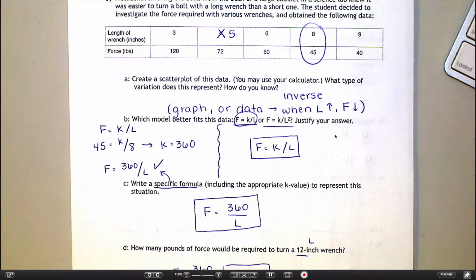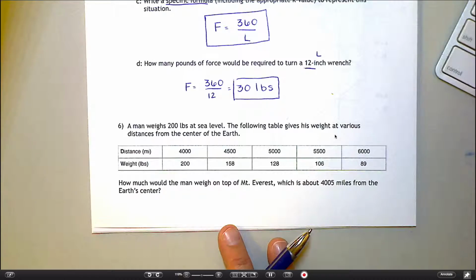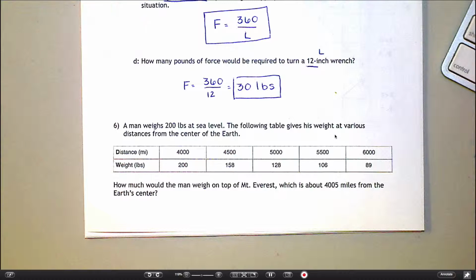On to number 6. Number 6 is giving us a table again, talking about the weight of a 200-pound man at various distances from the center of the earth. Sorry, I didn't realize you couldn't see that one. I want to know how much he would weigh if we went 4,005 miles up from the Earth's center.